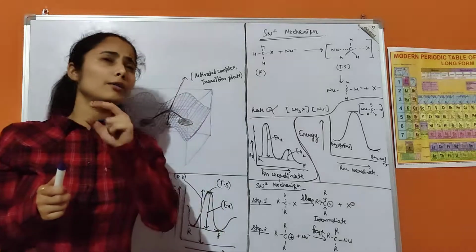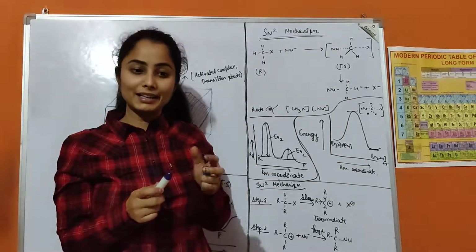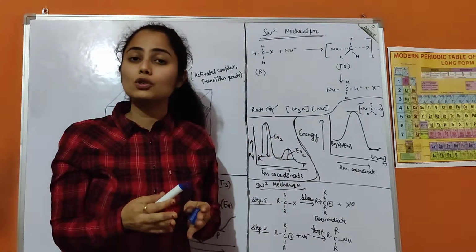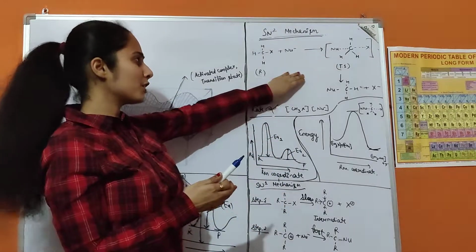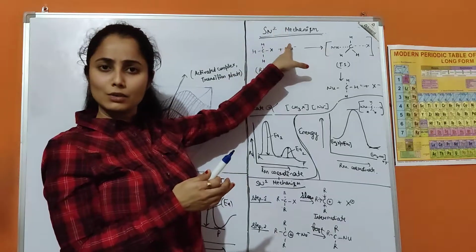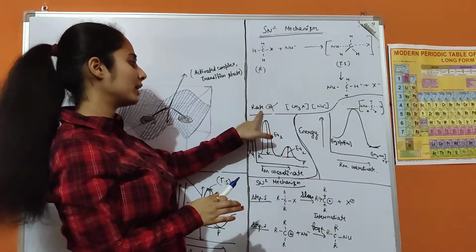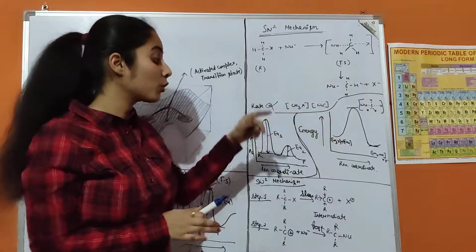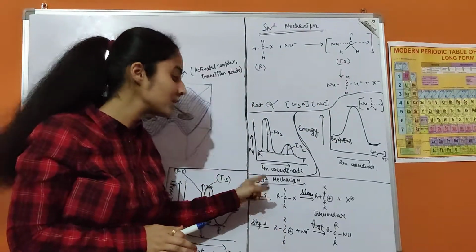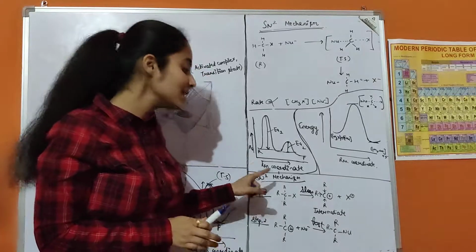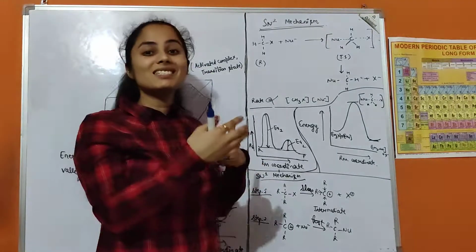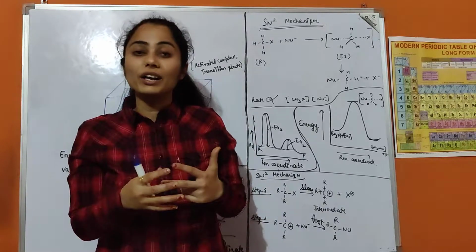Now, what about the rate? If we have studied chemical kinetics, we know the rate of the reaction is directly proportional to the concentration of the reactants. In the first mechanism, that is SN2, it is very clear that rate is directly proportional to the concentration of the reactants. But what about the second, this SN1 mechanism? In this case, it involves two steps. So which step is going to determine our rate?